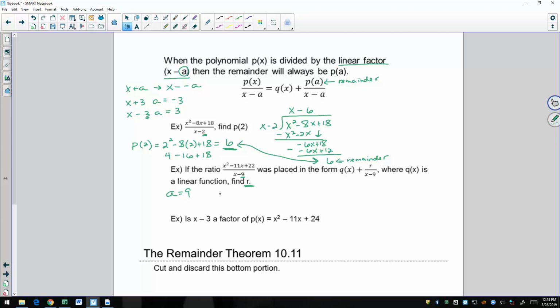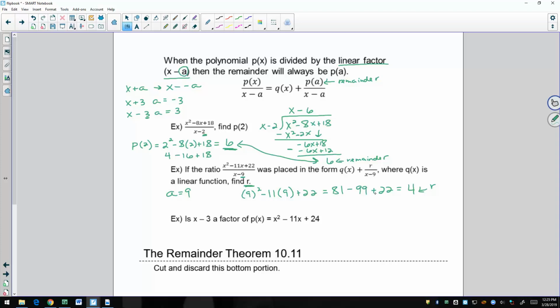So if I plug in 9 into the top, so 9 squared minus 11 times 9 plus 22. So 9 squared is 81. 11 times 9 is 99 plus 22. So 81 minus 99 plus 22 is 4. So the remainder is 4. That's your R. And that's it. So you answered the question without even having to divide it out.